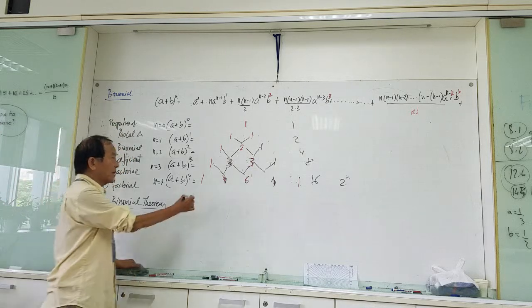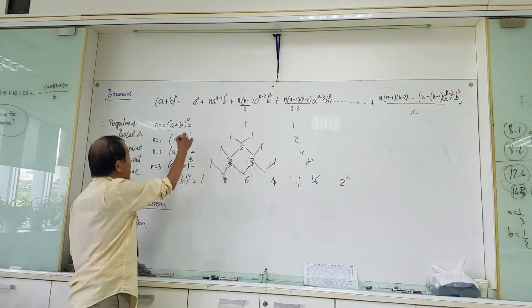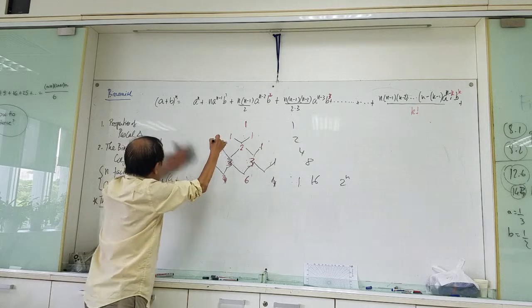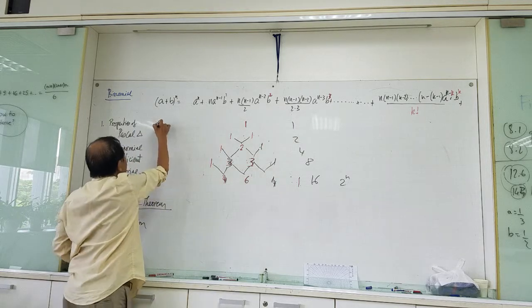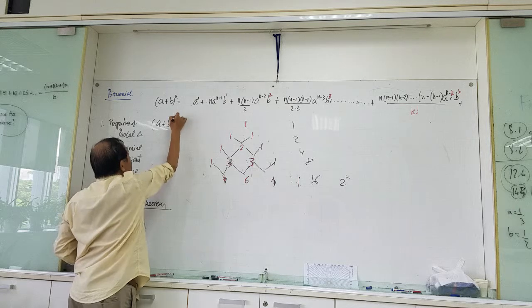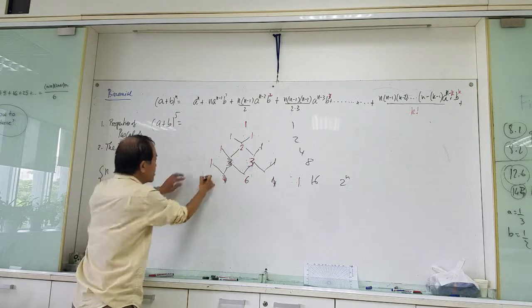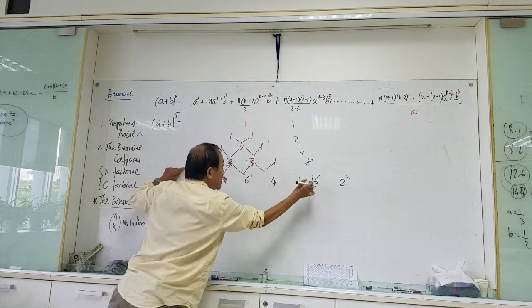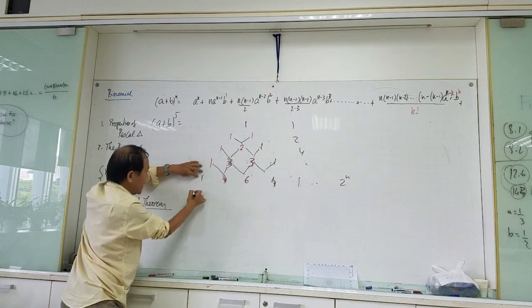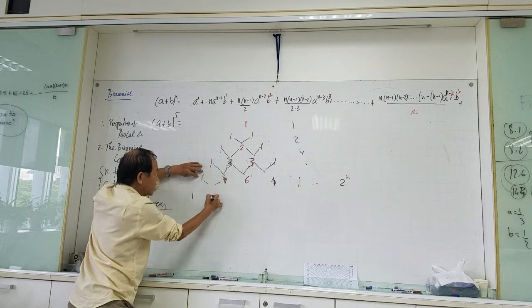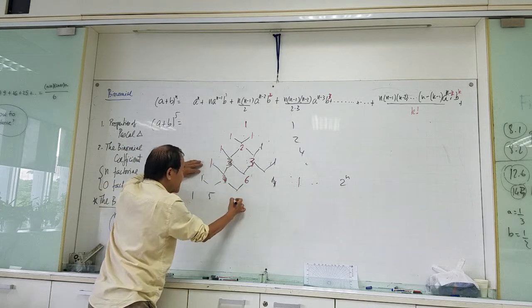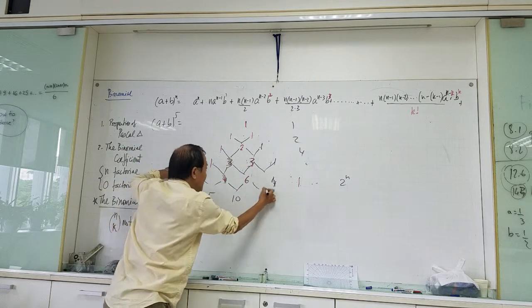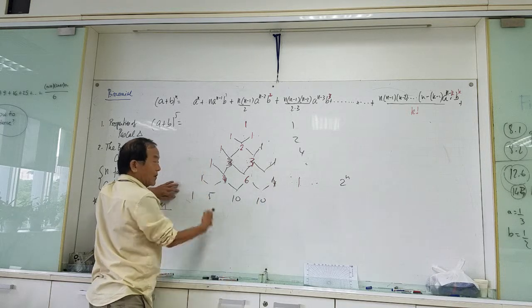For example, if you want to find a plus b to the fifth power, right? If you want to expand a plus b to the fifth power, you should do this on the fourth power right here. You have 1, 2, 3, 4, 5 terms. Fifth power, you have 6 terms. So you start with 1, and 1 plus 4 equals 5, and 4 plus 6 equals 10, and you have another 10 because the fifth power has 6 terms.